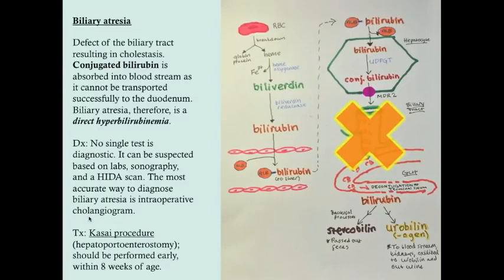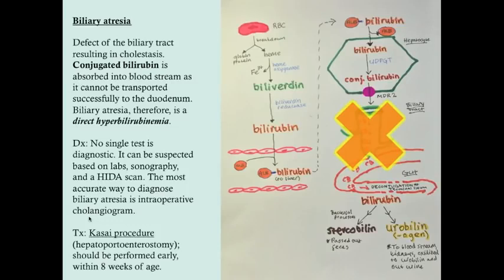Biliary atresia is a big one. So this is very important. This will always present in babies. So this is not like Dubin-Johnson syndrome where you got a 12-year-old presenting with biliary atresia. That doesn't happen. With biliary atresia, you have a defect of the biliary tract, and so that's going to cause problems early on. And usually it's so severe that you can't even get the bile from the liver into the intestine.